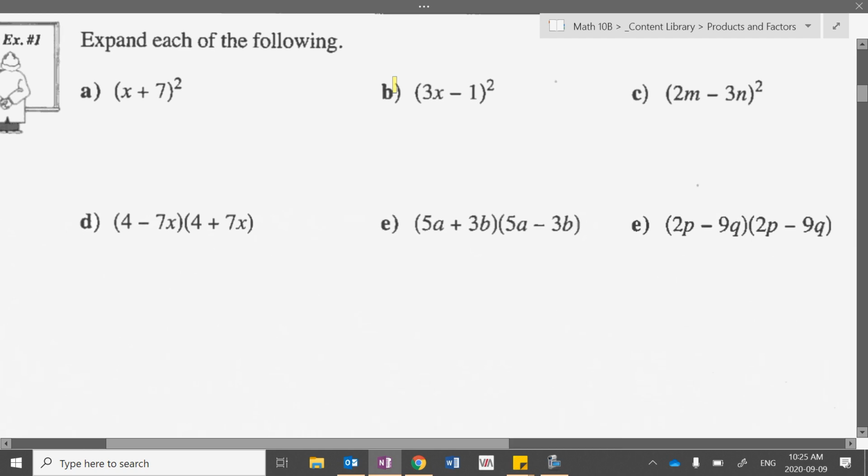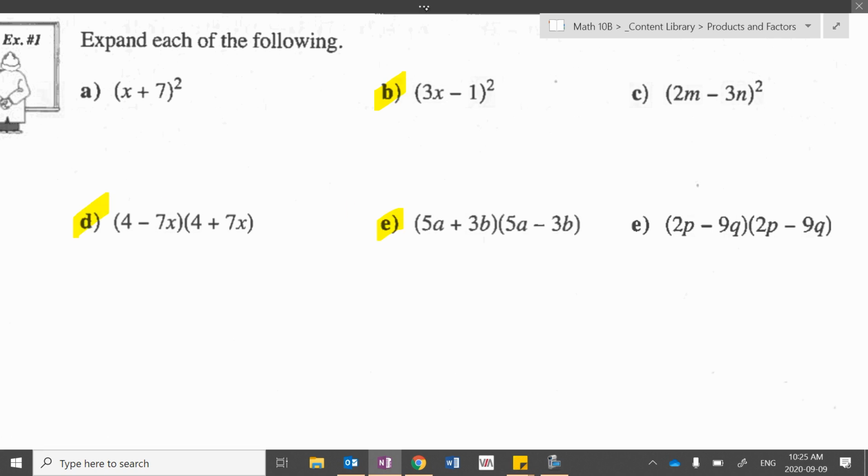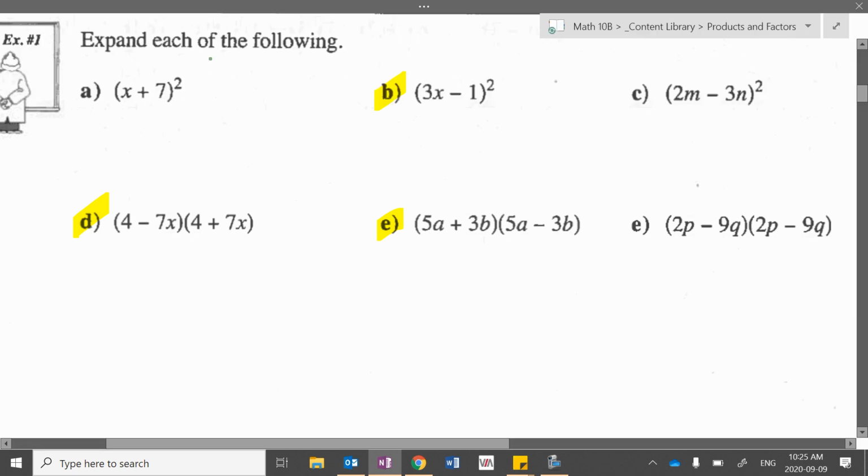Okay, let's go through a couple of these examples. Just so you guys can do spacing a little bit better, let's do B, D, and E. So you guys can watch your spaces on these. So when we do B, I would always rewrite it. So (3x minus 1) times (3x minus 1). Same thing written out twice.